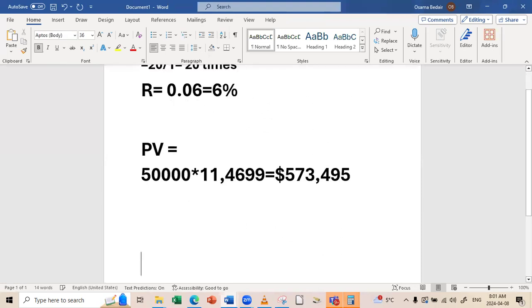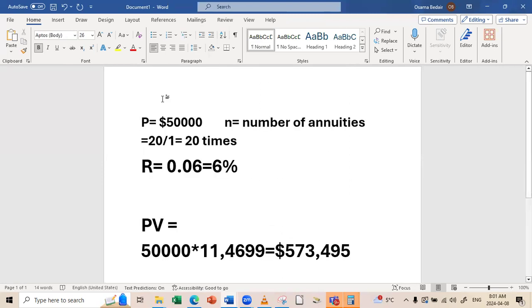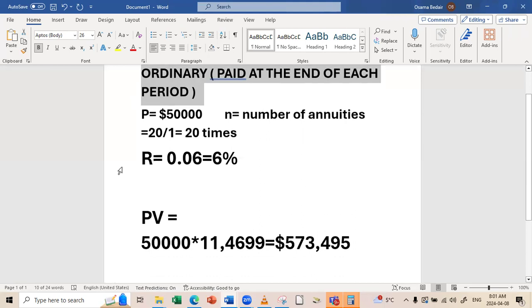So this is the ordinary one. So first will be the ordinary. To calculate the ordinary, here it is, ordinary, which is usually paid at the end of the period, paid at the end of each period. This is the ordinary. Now, I will do the due.